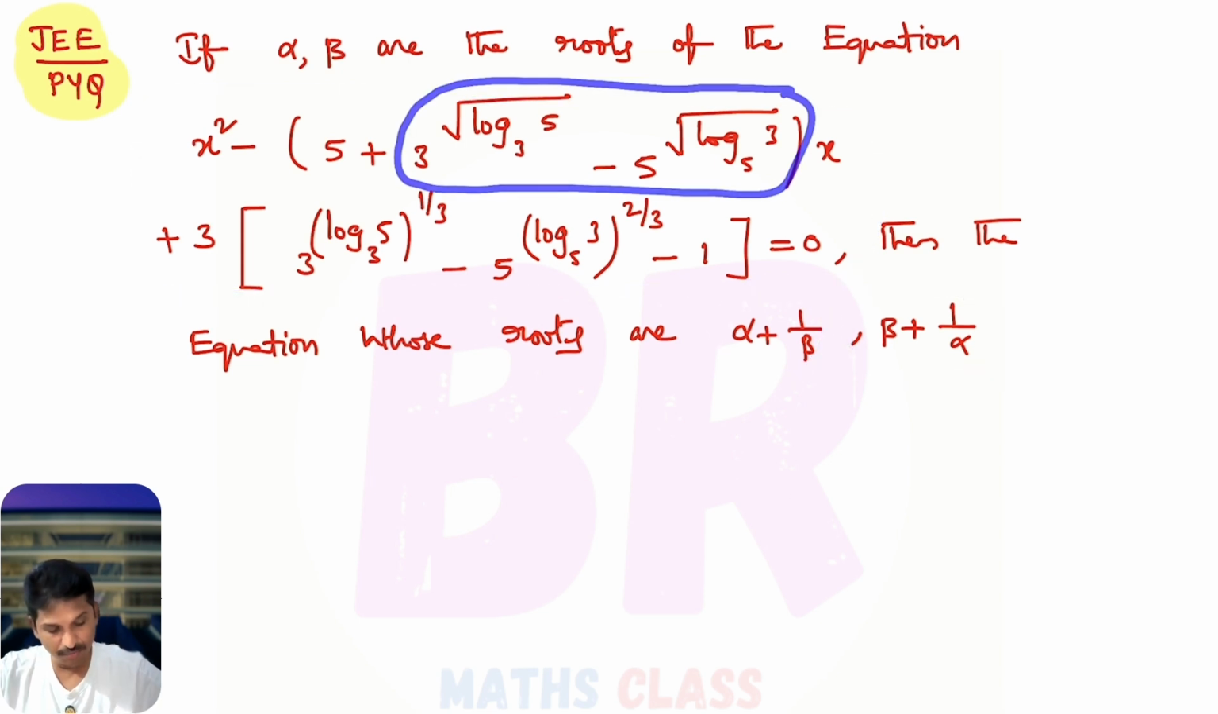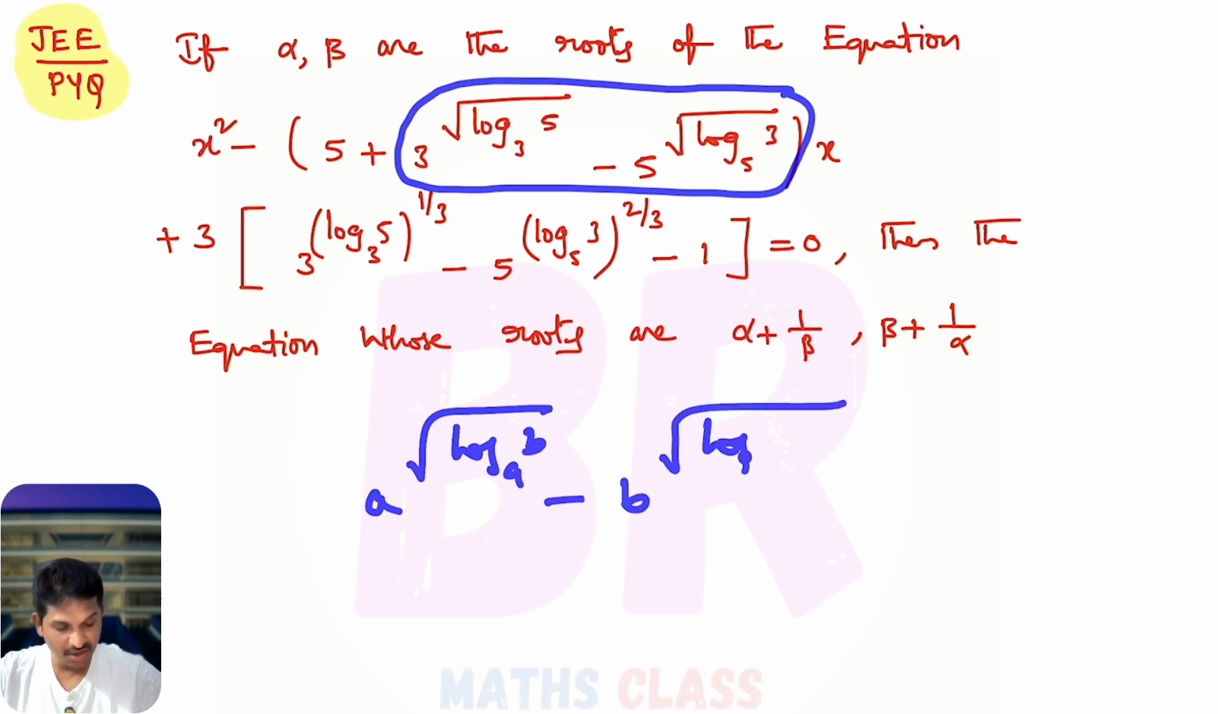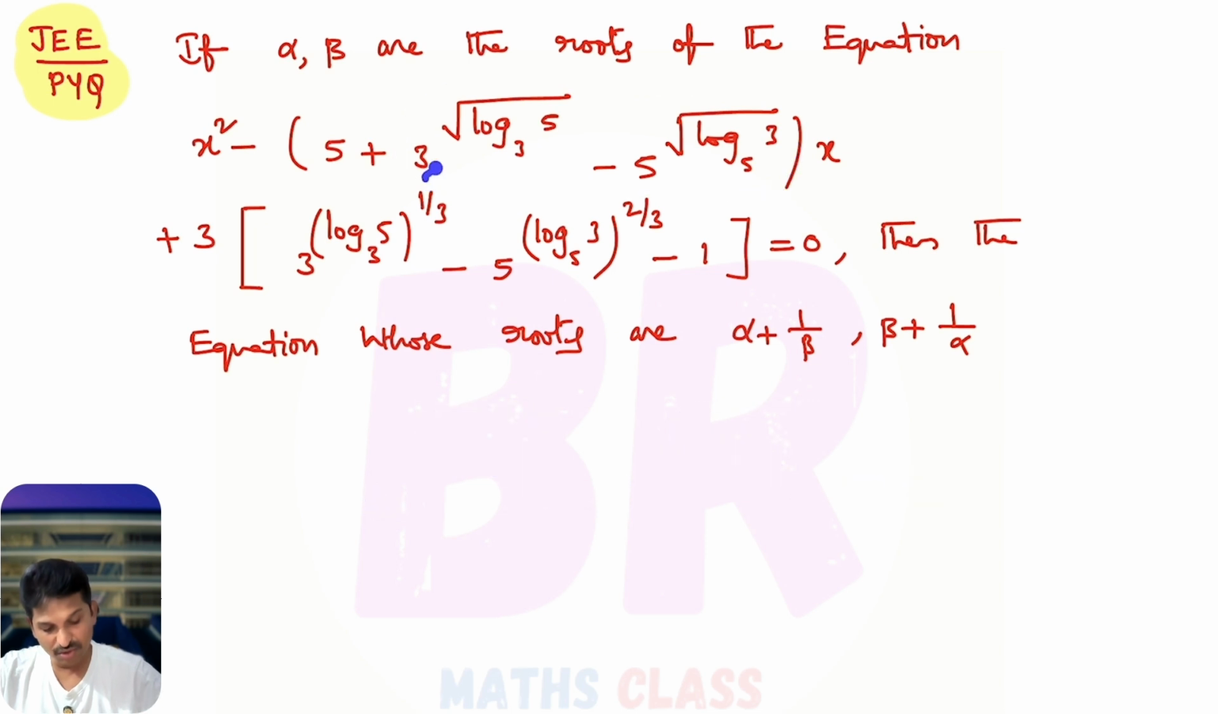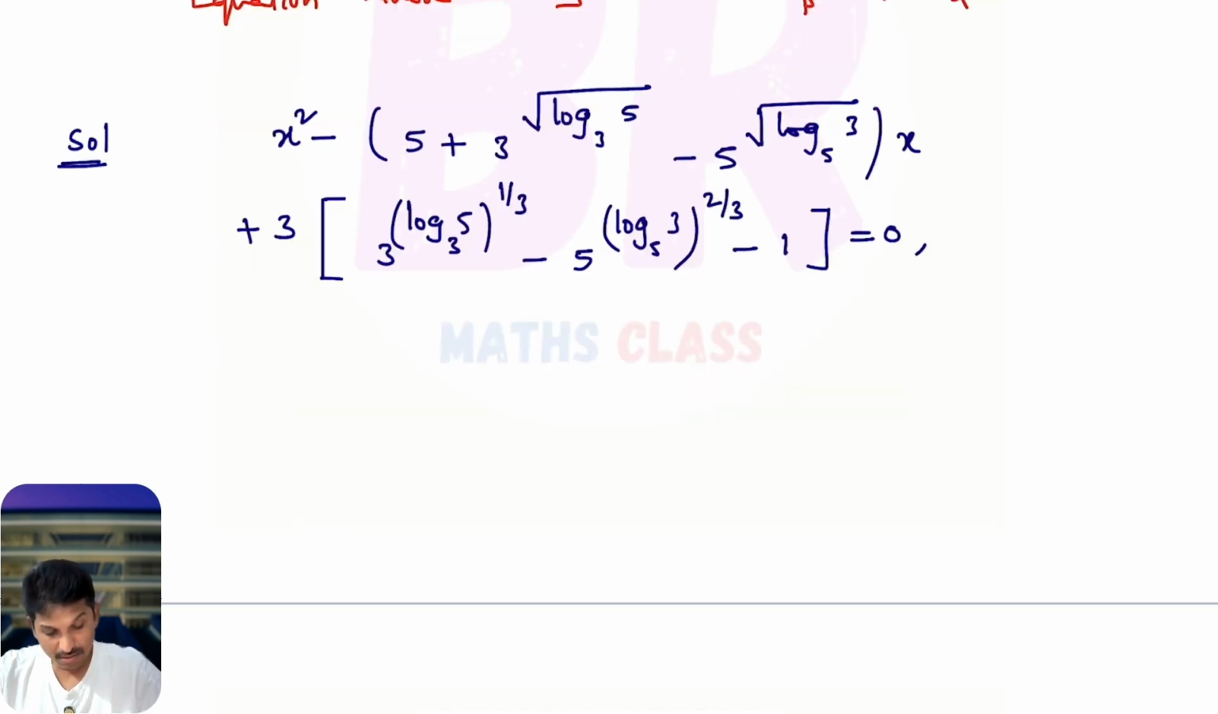This is of which form? A power root over log b base a minus b power root over log a base b. Just now we did this. So its answer is what? Its answer is 0, right? So here these two are the same, they'll get cancelled. So I'll cancel these two terms as it will become 0.